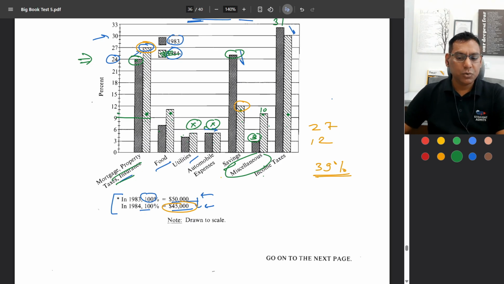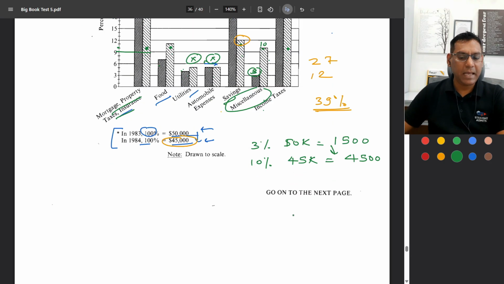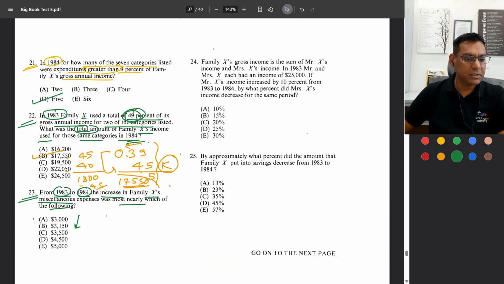Okay, so 3% of 1983, that is 50,000. 1% is going to be 500, so 3% is going to be 1500, and 10% of 45k is going to be 4500. So the amount went up by 3000. Okay, in absolute terms it went up by 3000. That's answer choice A.